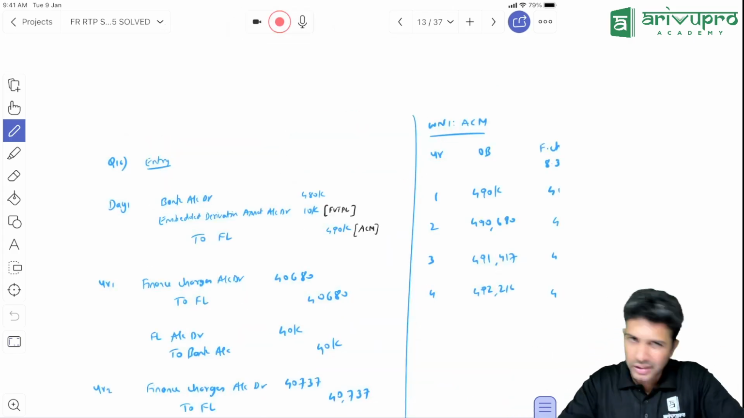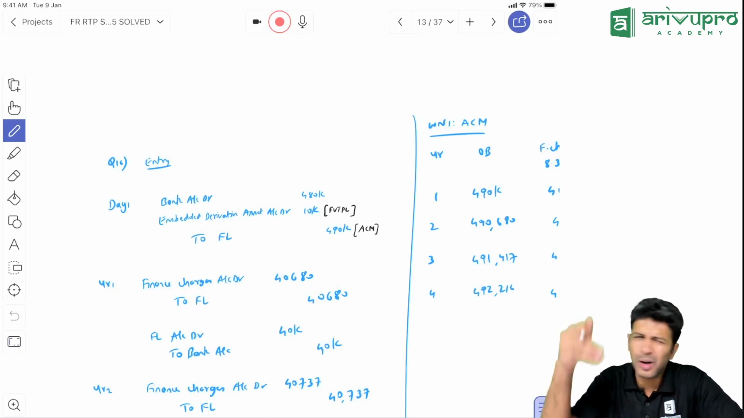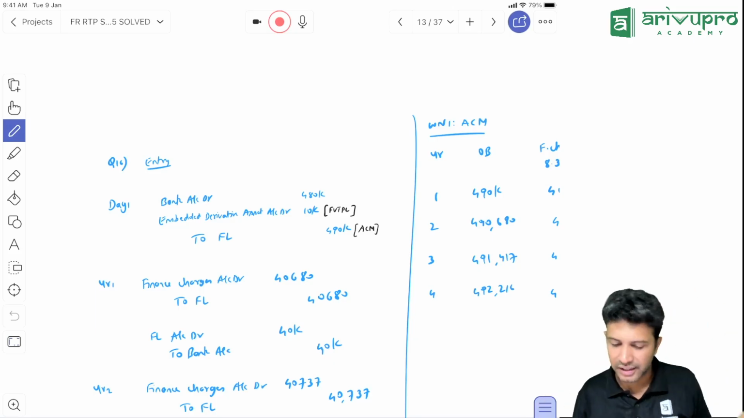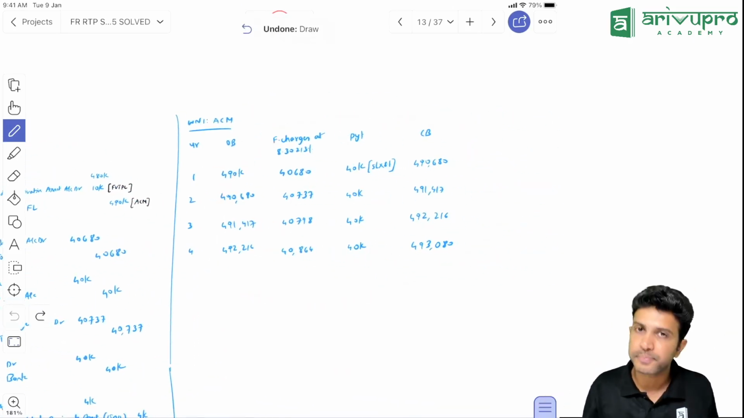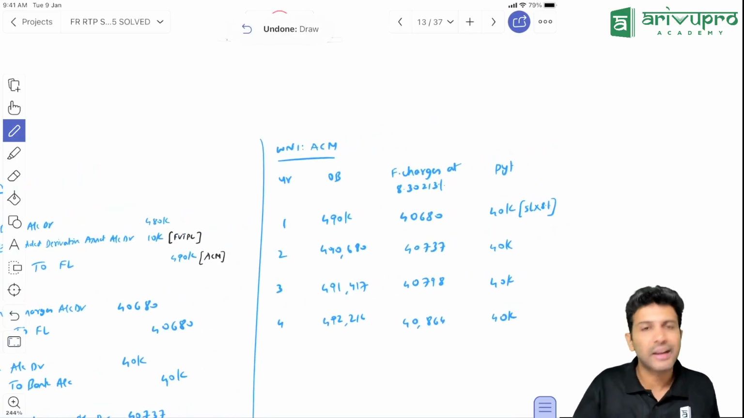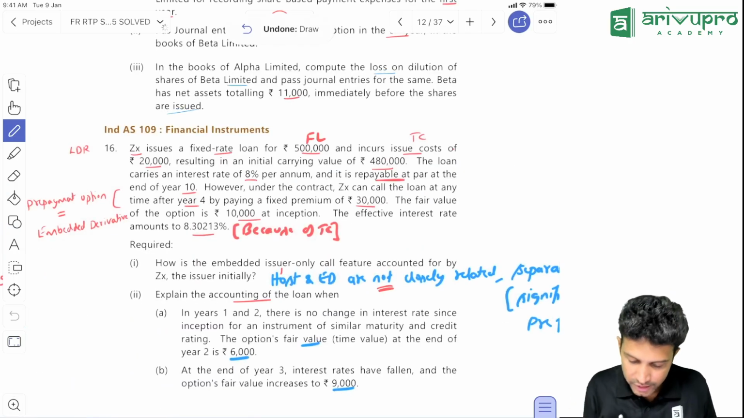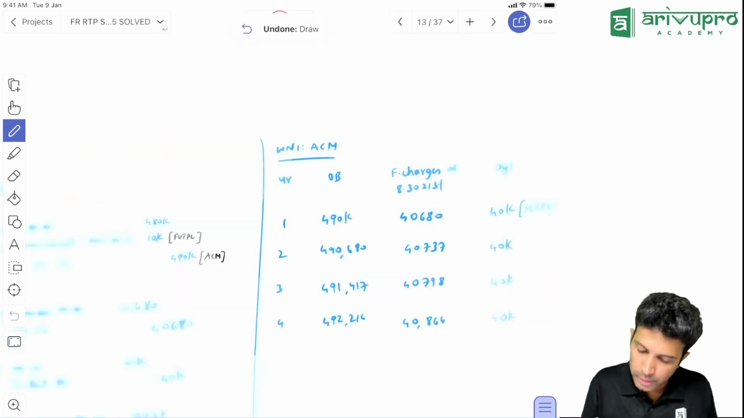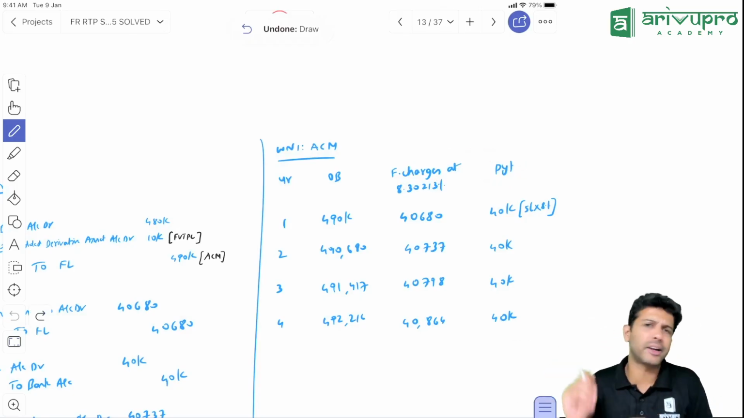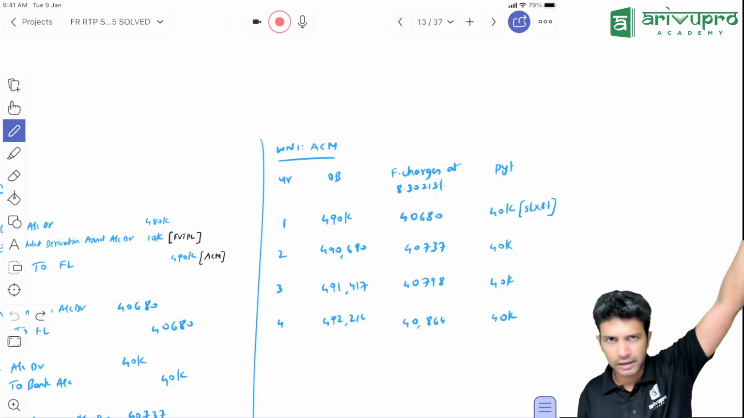Since the loan is getting repaid in the fourth year only, we will not put up the ACM table for 10 years. We will put only for 4 years. Anyway, it is getting repaid. So the ACM table you put. Opening balance of financial liability is 490. And then finance charges at the effective interest rate, which is 8.3021%. Take that. And payment will be what? Payment will be the actual interest paid. Principal you will repay in the fourth year only, right?